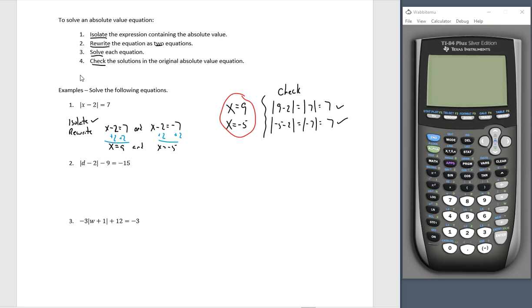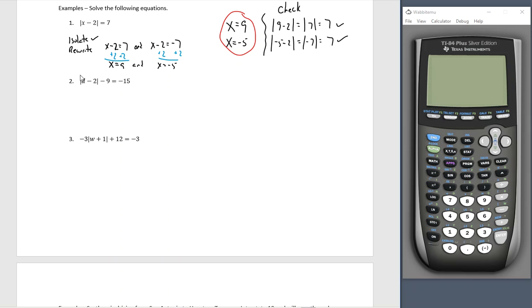Let's try it again. All right, so I want to isolate. To isolate the absolute value part, I'm going to add 9 to both sides. Absolute value of d minus 2 equals negative 6. Because this is negative, we know there is no solution. It's not because that 15 was negative to start with.